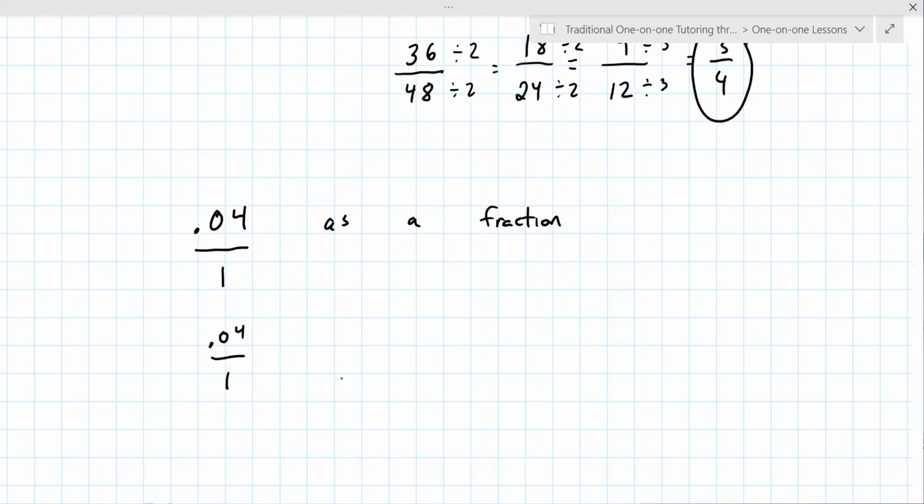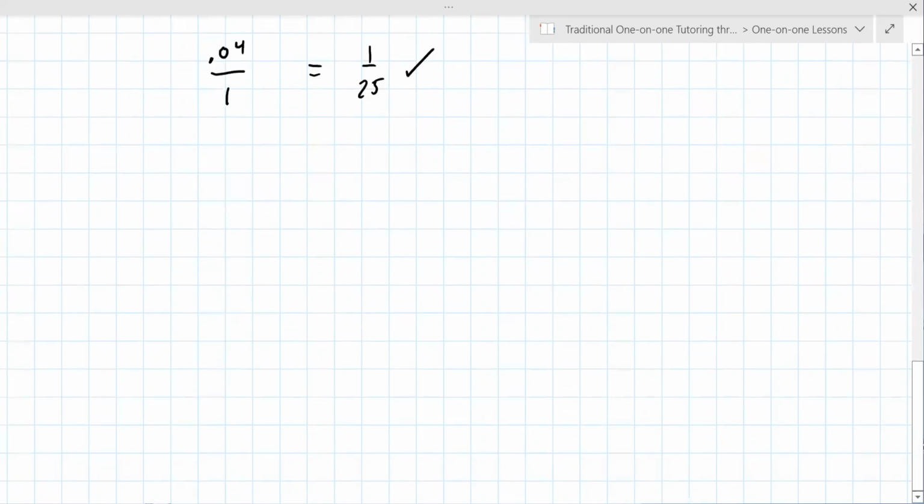Is it 1/25th? Yes, it's 1/25th. Very good. I heard that. Apologies. I was just looking at your thing here to see if there's another problem we can do. Let's try this one. How about 2.5 as a fraction?